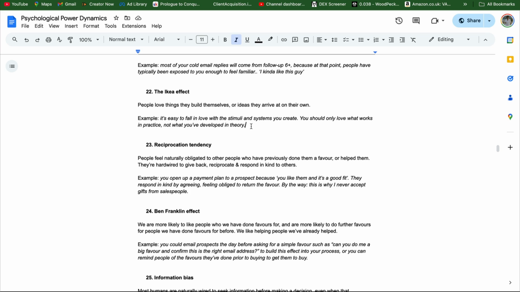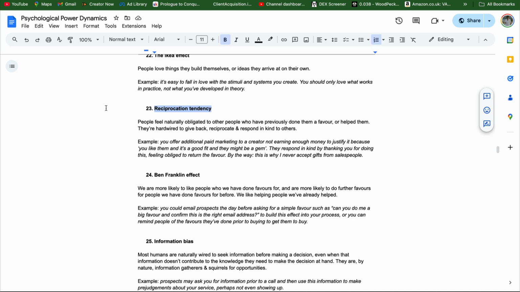Okay, yeah, I spent 6 months trying to develop it and think about it. But if it didn't work, I would have just moved on and accepted, okay, well, it just didn't work. Yeah, I spent 6 months on it, but I'm not going to get attached to it. Right? 23, reciprocation tendency. Now, people feel naturally obligated to other people who have previously done them a favor or helped them.